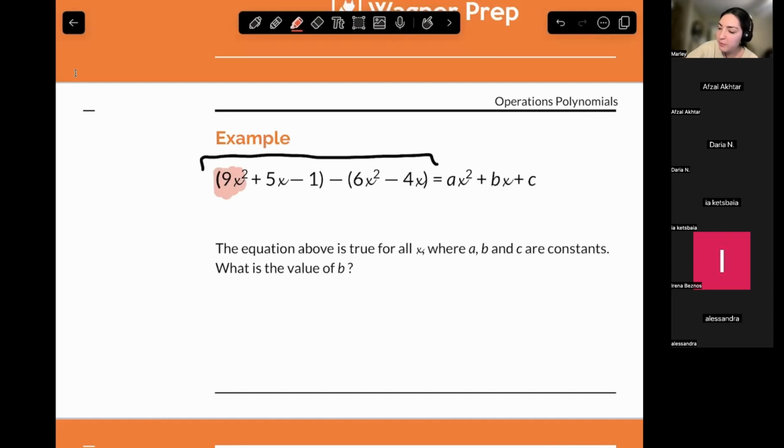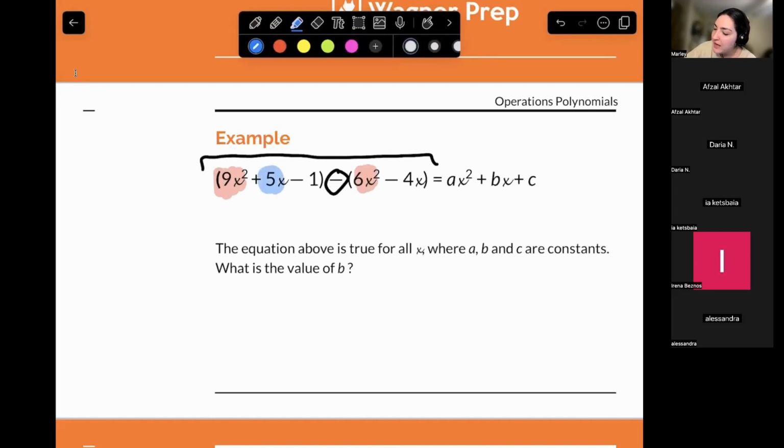The minus is the very important part here. We have to make sure that we change the signs of anything inside. So 9x squared minus 6x squared. Then we also have 5x minus negative 4x. And then we just have that -1, so that one doesn't have a like term that we can combine with.